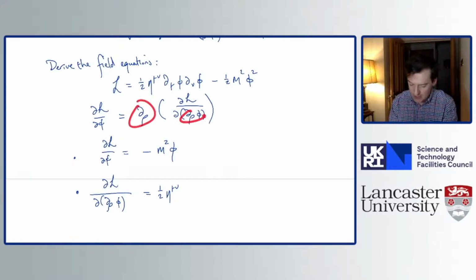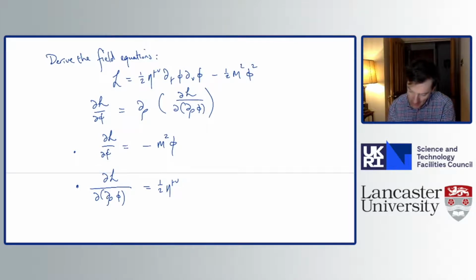I can do this because these are dummy indices, they're just summed over. As long as I use the same name, I can call them whatever I want. But it's best not to call them the same name as letters which appear elsewhere in your equation. So let's call it rho. I'll do the derivative with respect to rho. So what do we get when we do this differentiation?